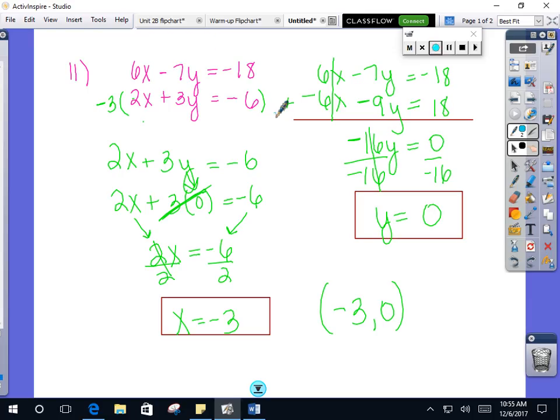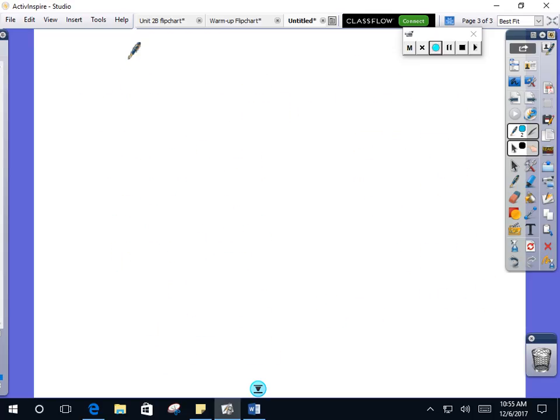Okay, let's look at number 20. We have negative 42x minus 54y equals negative 12. And then we have 49x plus 63y equals 14. Now, either one of them can be eliminated because the x's have opposite signs and so do the y's.